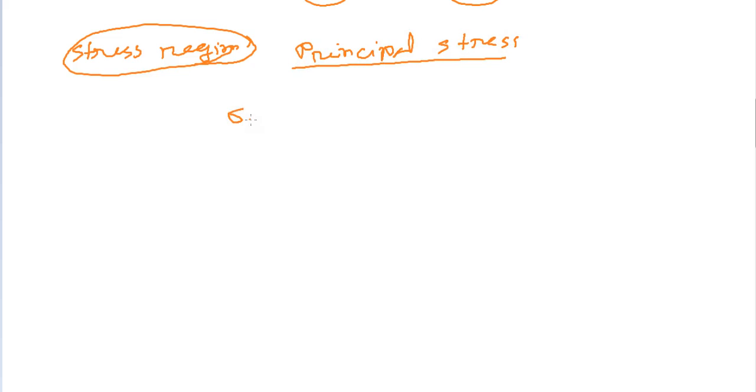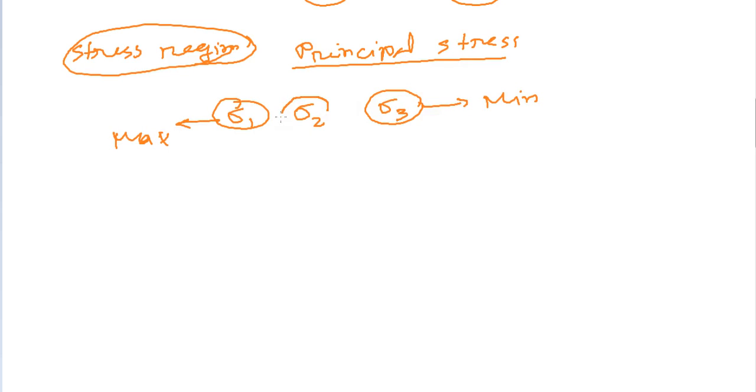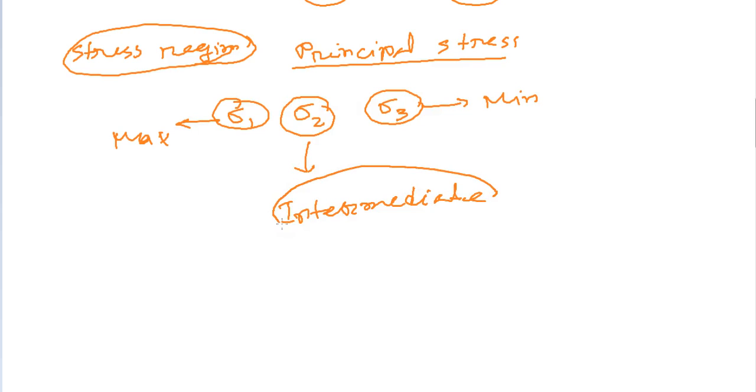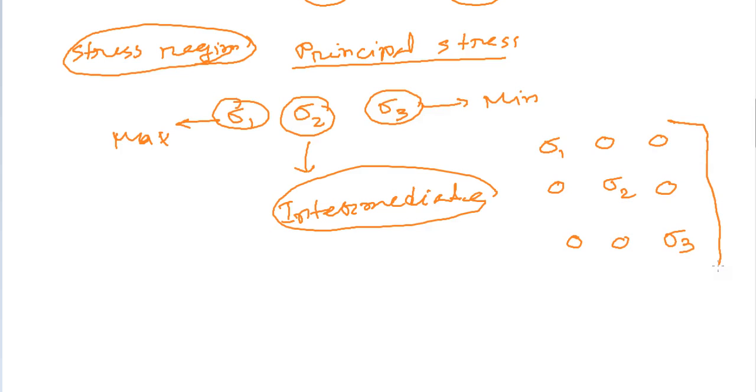There are three principal stresses: sigma 1, sigma 2, and sigma 3. Sigma 3 is the minimum principal stress, sigma 1 is the maximum principal stress, and sigma 2 is the intermediate principal stress. The principal stress tensor is sigma 1, 0, 0; 0, sigma 2, 0; 0, 0, sigma 3, as all the shear terms are 0. So we have three principal stresses, right?